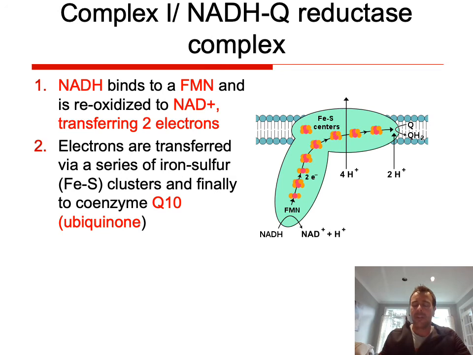So let's just walk down the chain through each of these complexes. Complex 1, or NADH-Q reductase complex. What happens here is NADH binds to an FMN and is reoxidized to NAD+, transferring 2 electrons. Electrons are transferred via a series of iron-sulfur clusters and finally to coenzyme Q10, otherwise known as ubiquinone.